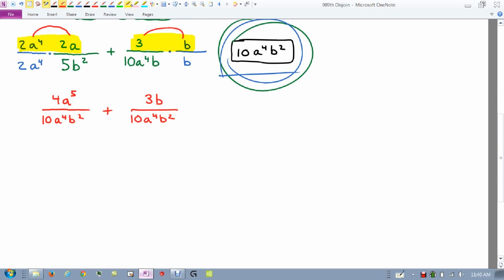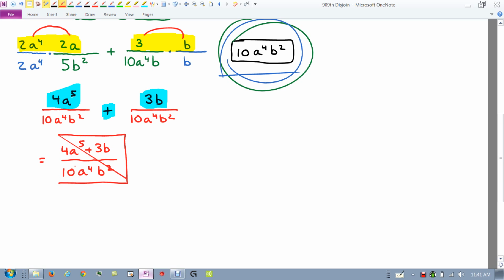So what I'm going to do now is I'm going to take this, going to add to it this, and then push the fractions together. So I get 4a to the 5th plus 3b over my common denominator, which was 10a to the 4th b squared. And that is it. We are done.